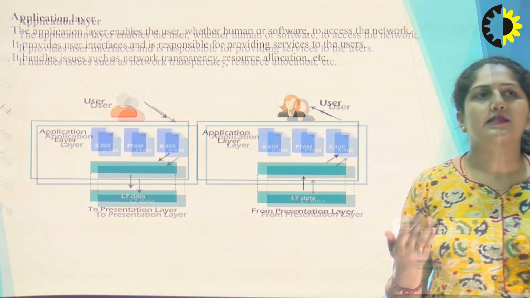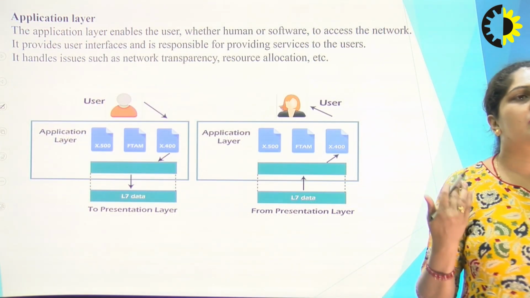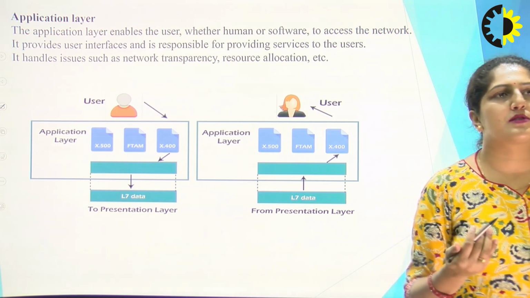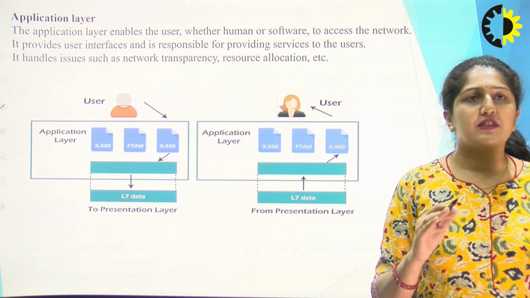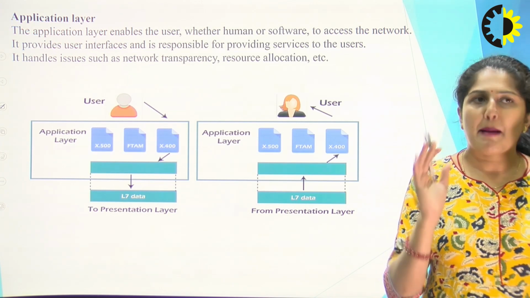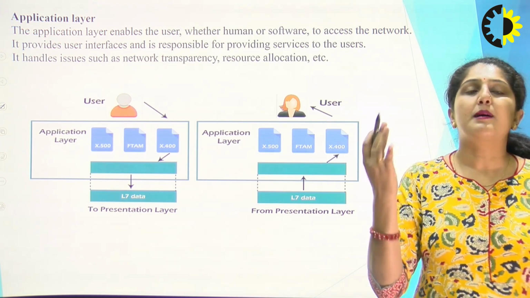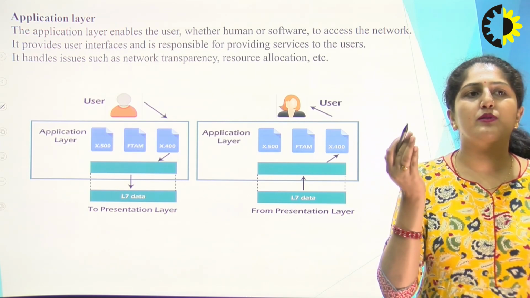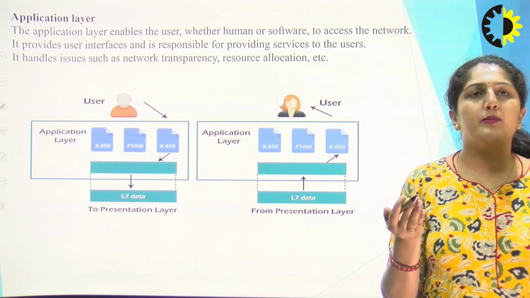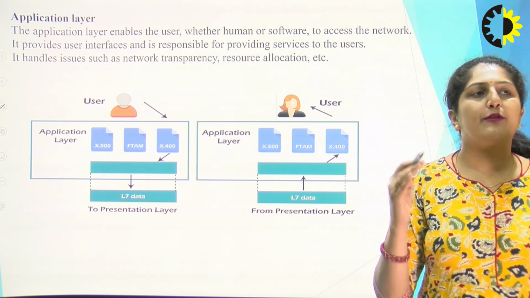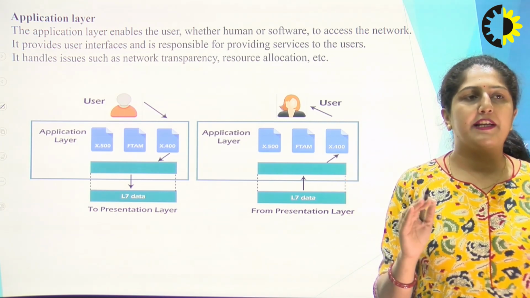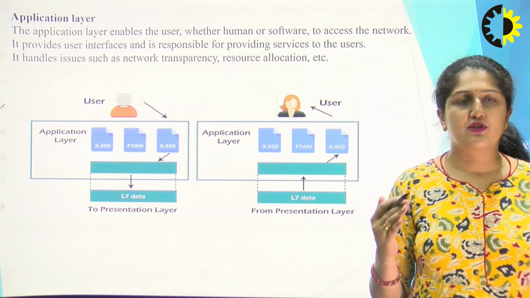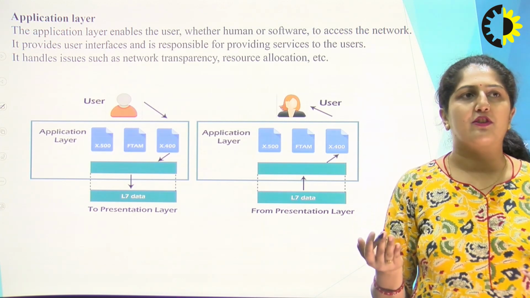The application layer enables the user, whether human or software, to access the network. It provides a user interface responsible for the services. Application layer doesn't mean that we are using some application. It means there are some protocols that we are using in it. Like for file transfer, we will be using FTP. For email, we will be using SMTP. So different types of protocols are there in the application layer that are used by the user to have some transmission or to use some applications.